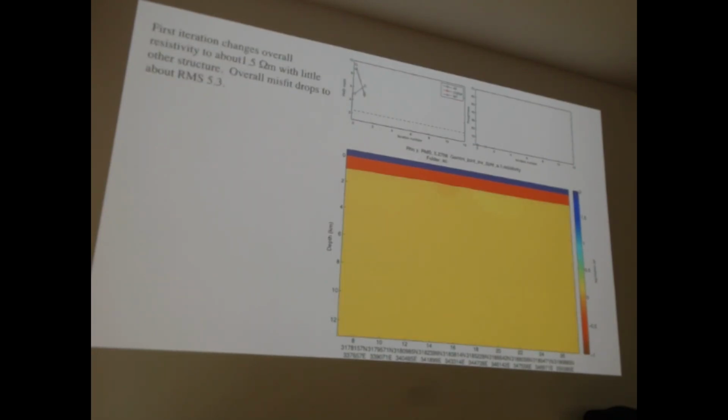I take one iteration, and the inversion algorithm drives the resistivity down. It changes the resistivity of the background and drives the misfit down to 5. But it doesn't actually add hardly any structure at all. It's basically just trying to fit the data a little better. Then it starts to put structure in, to drive the misfit down, and it starts to put roughness in. And then by iteration 3, I've just about hit my target misfit. My target misfit is about 2.4.